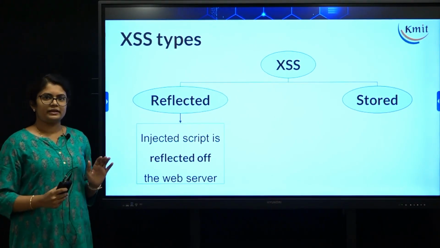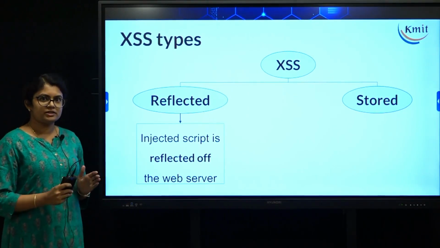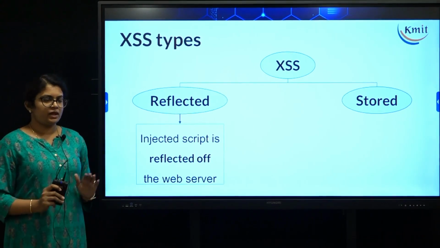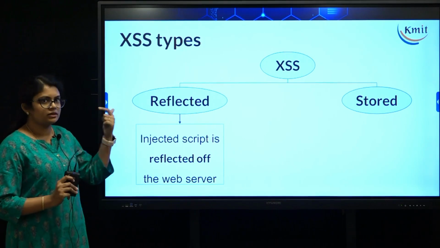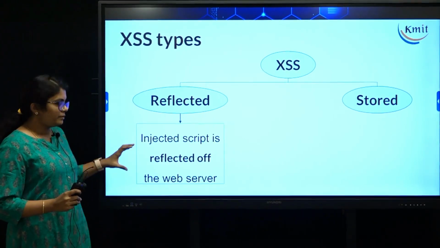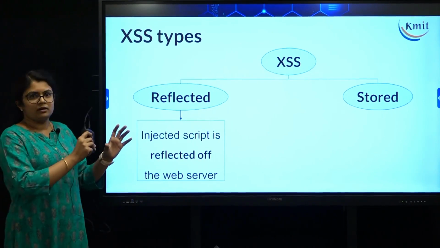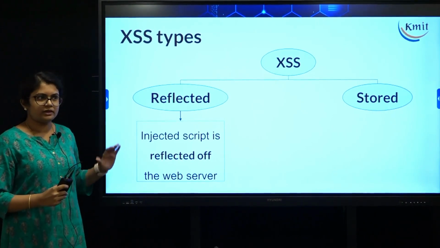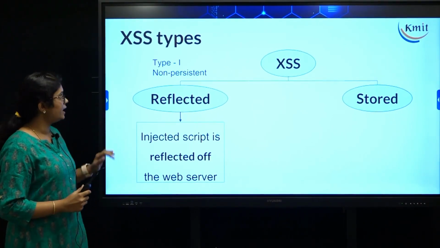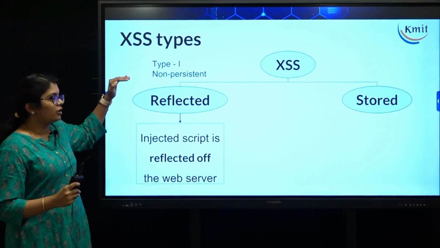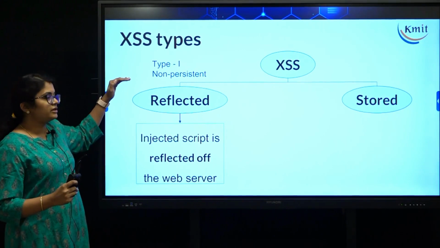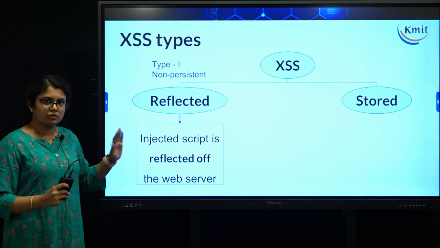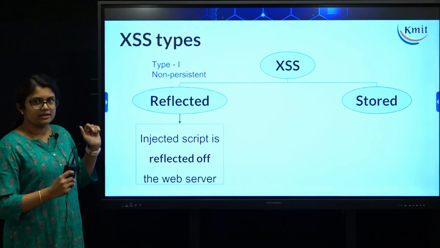What happens in a reflected XSS attack is that whatever malicious script the hacker is injecting into the benign website doesn't get stored on the web server. It is momentary, as in whenever the user clicks on a specific link, this script gets run on the browser of the victim and it's going to impact the victim. So it is not stored on the web server, it is not stored anywhere. And hence, it is known as type 1 or non-persistent attack. Non-persistent meaning it is not stored on the web server. It is reflected off the web server. But how does it happen? We'll understand that in the next slide.